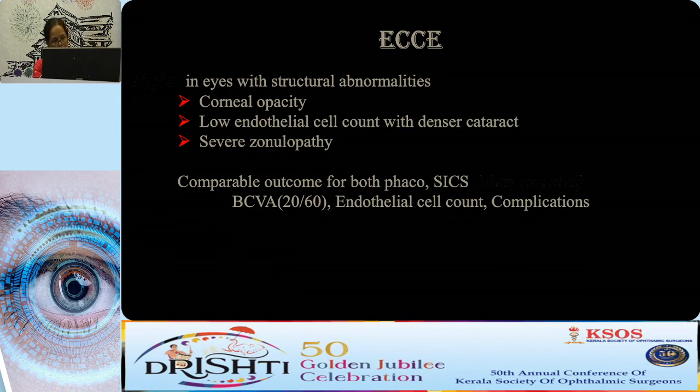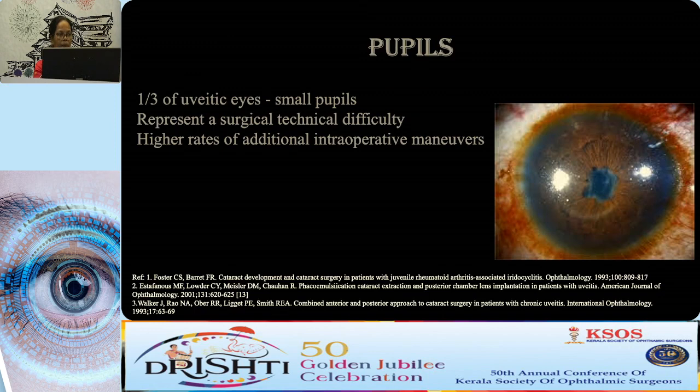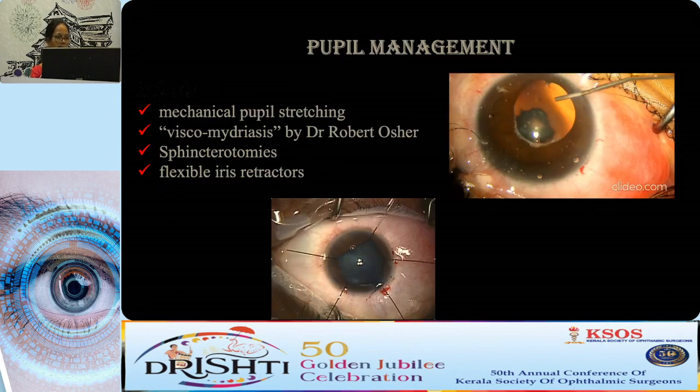ECCE can be a safer surgery in patients with structural abnormalities like corneal opacity, low endothelial cell count, a denser cataract and severe zonulopathy. Compare the visual outcome for both phaco and SICS by Bhargava et al, considering the visual prognosis and endothelial cell count. In one third of uveitis patients there will be a small pupil, which represents a difficult surgical technique and a higher rate of additional intraoperative maneuvers.